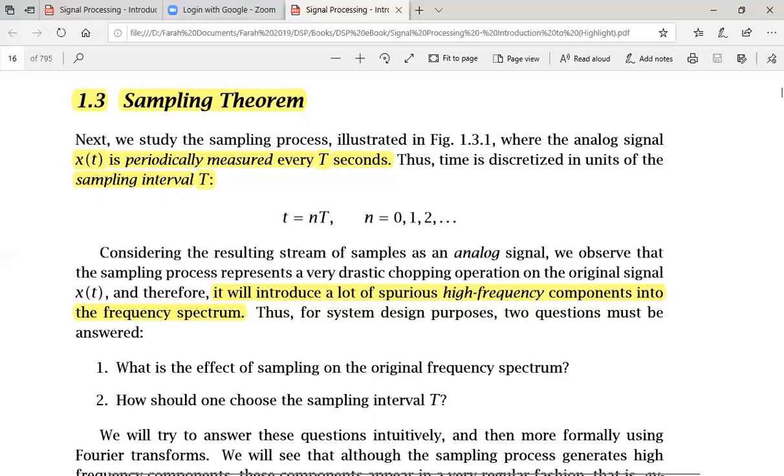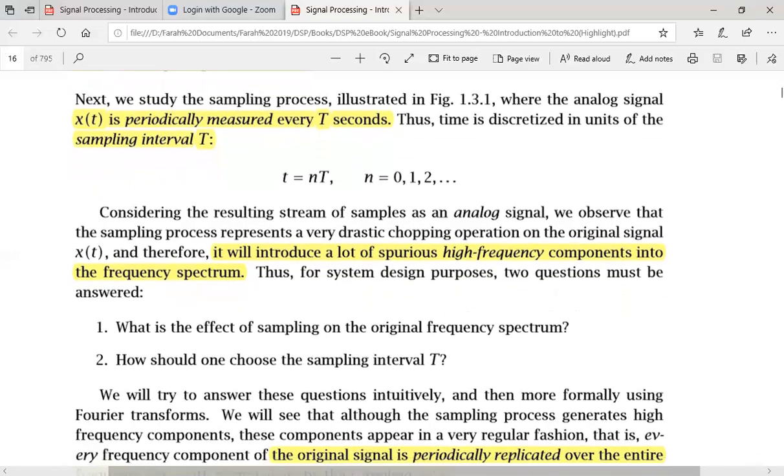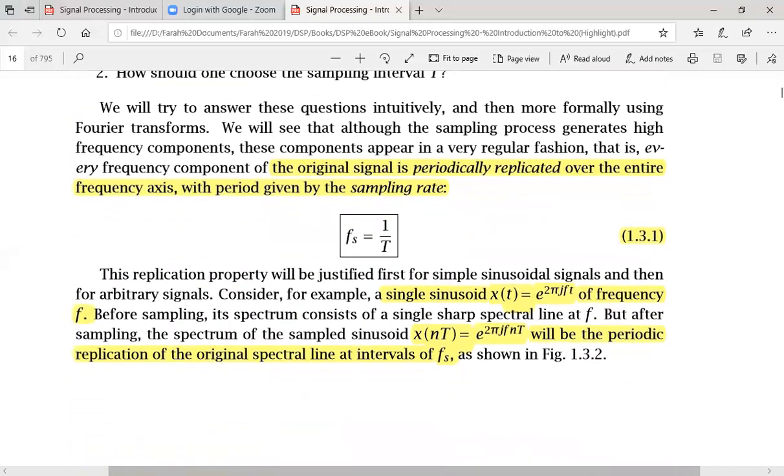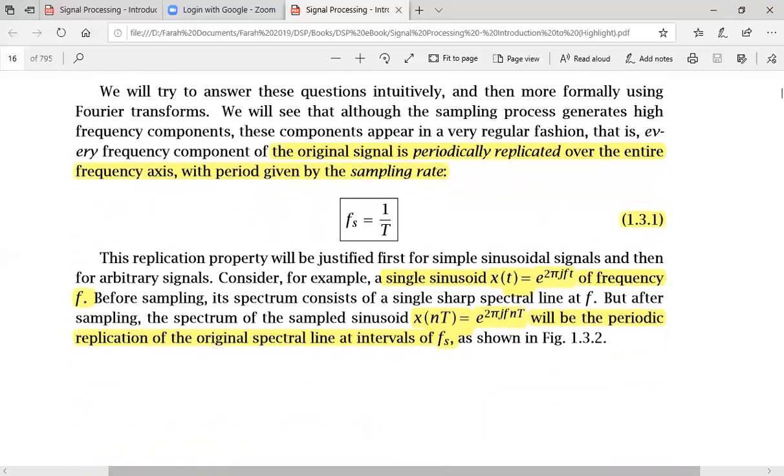And the second important thing in this section is that we will learn how we should select the sampling interval T. So here, just see, the original signal is periodically replicated over the entire frequency axis. This is the effect of sampling in the frequency domain, and this sampling leads to replication of the spectrum of the original signal after every fs, that is, after every sampling rate.